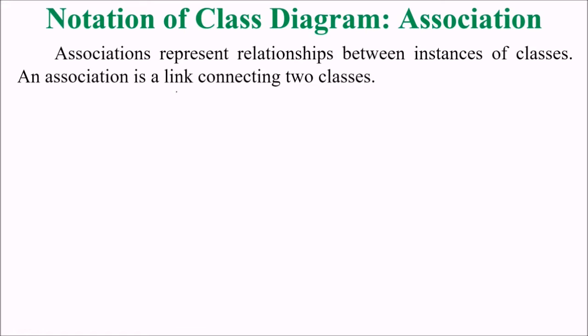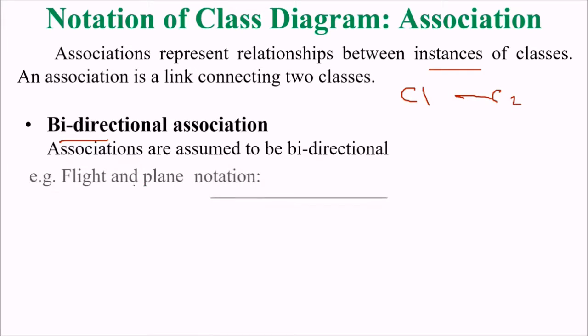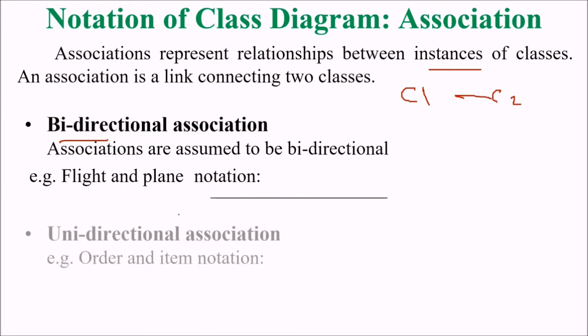Then note this notation of class diagram, there is association. Association represents the relationship between the instances of the classes, and association is a link connecting two classes. So you have class 1, class 2, there will be an association. The association can be bidirectional. Associations are assumed to be bidirectional, like a flight and a plane notation. A unidirectional association means, say, an order and an item notation.